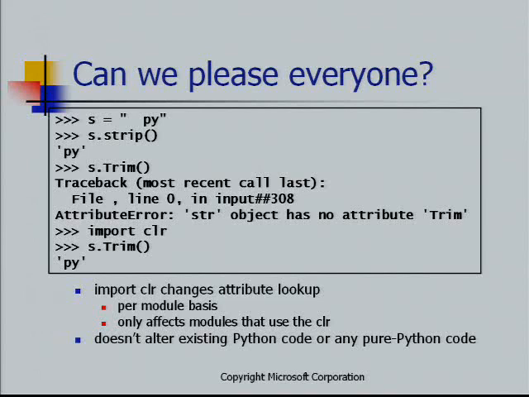Yes? So the question is, if calling trim is an error in standard Python, why don't we just let it work? And this is actually interesting because in Jython, which is the previous implementation of Python that I built on the JVM, we just let it work. And nobody ever complained.